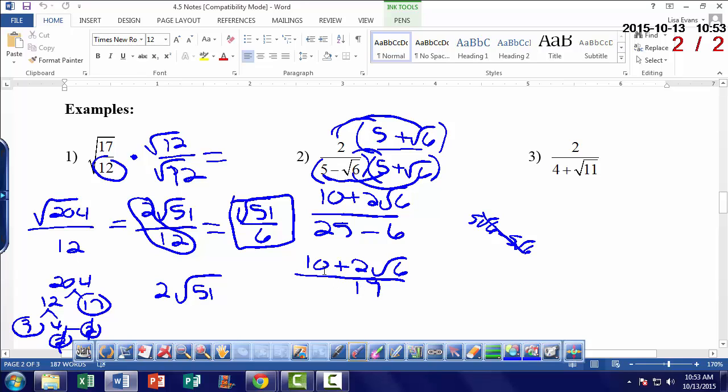Now, the only way we can simplify is if I could take something out of the 10, the 2, and the 19, because those are all on the outside. I can't, so I leave this as my answer.